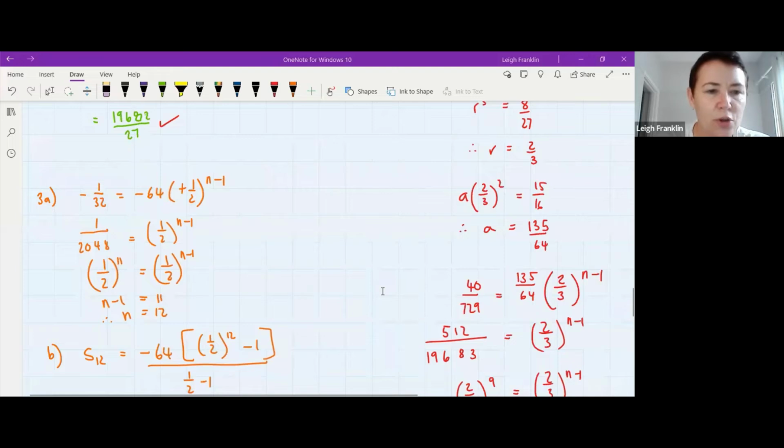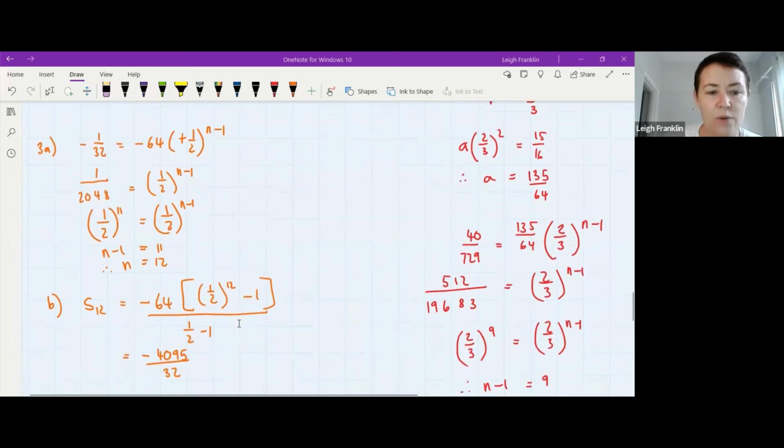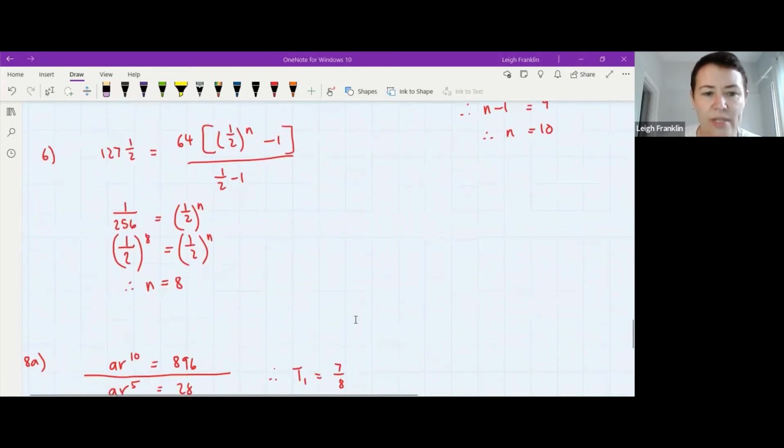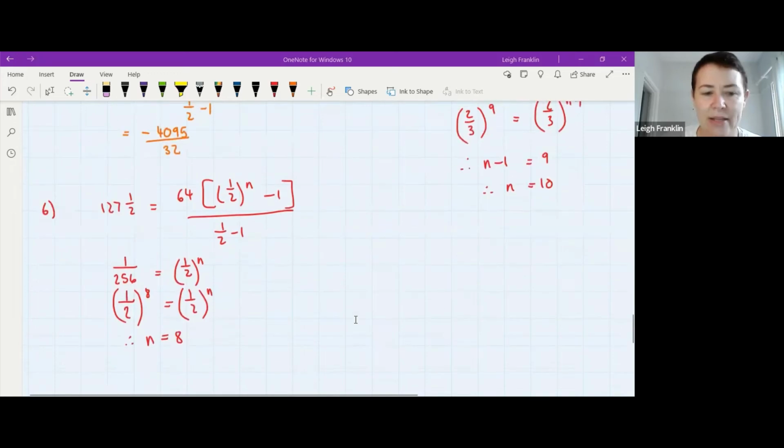All right, so you would have used the term formula, and you would have said minus 1 over 32 equals negative 64, brackets half to the n minus 1. You would have worked out that n was 12, and then you would have calculated the sum to 12. This is what I got: minus 4095 over 32, which again, you can press the SD button if you want to, or you don't have to. Then the slightly more difficult question was like this, and I got n is 8.